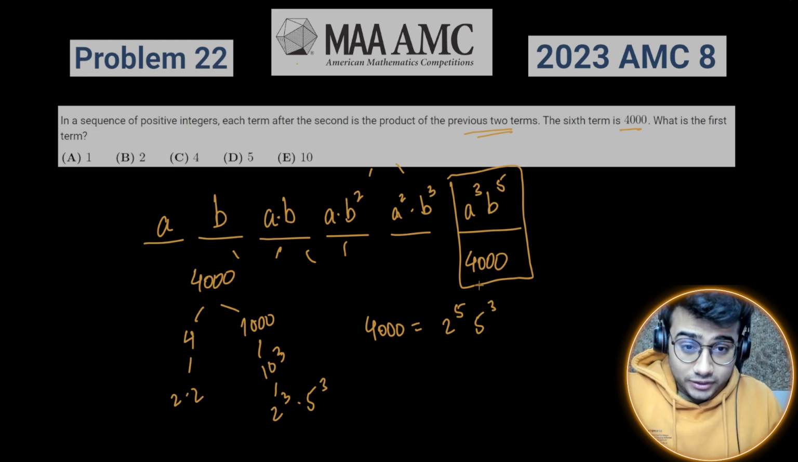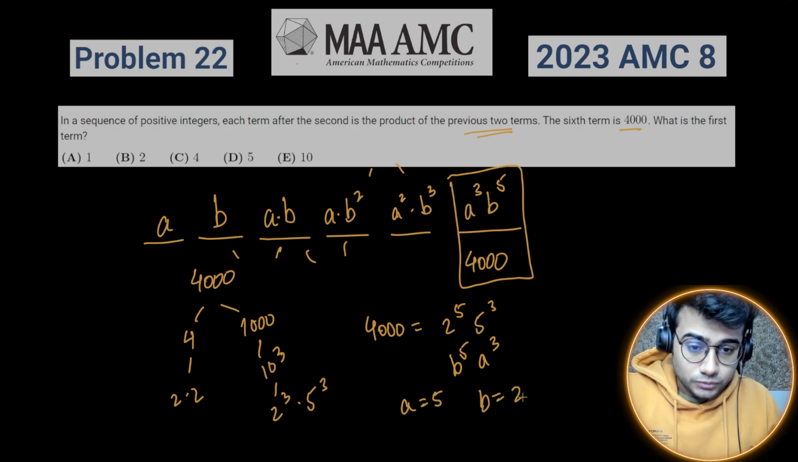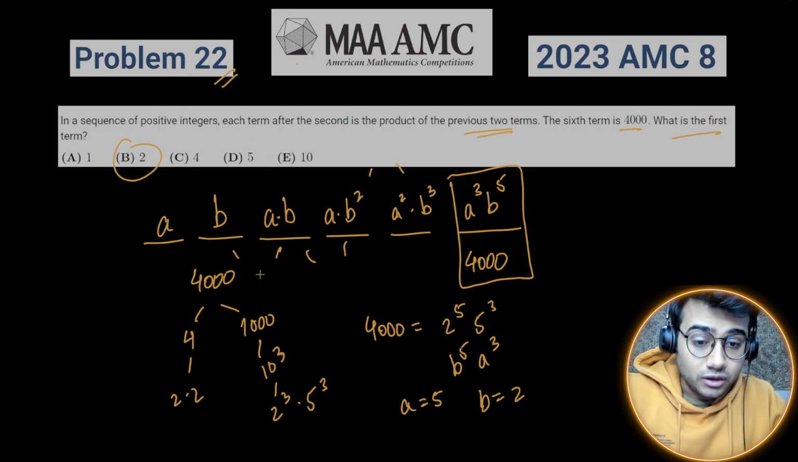Now, by using direct comparison, we can clearly see that A is supposed to be 5 and B is supposed to be 2. And just like that, we now know that the first term is going to be 2. So even though it's problem 22, it's supposed to be really hard, by using the right method, the right approach, you can get it done very easily.